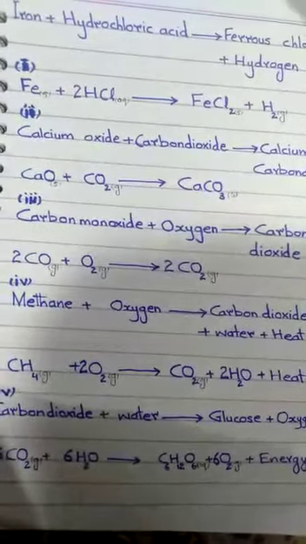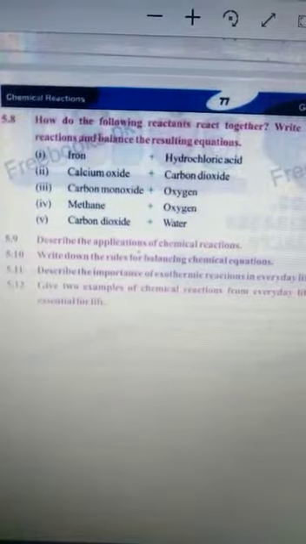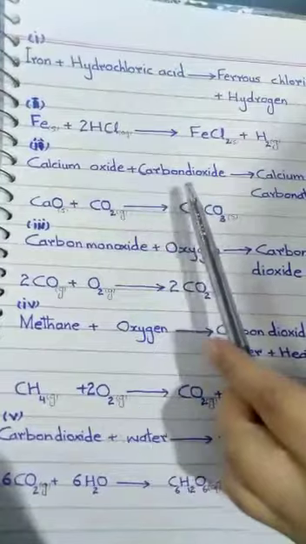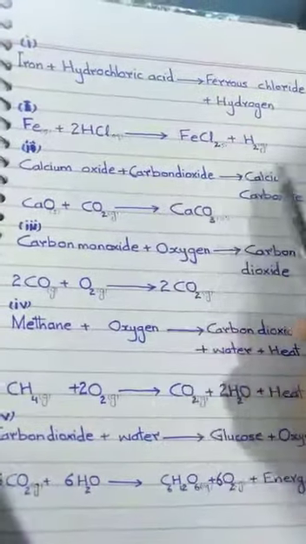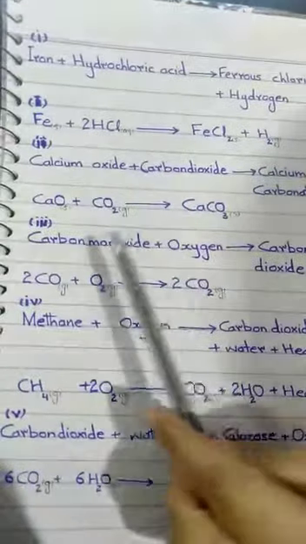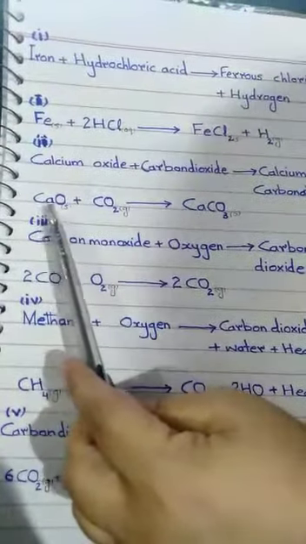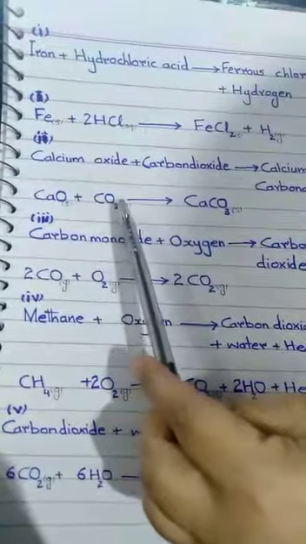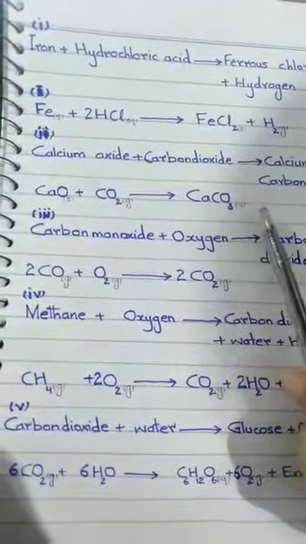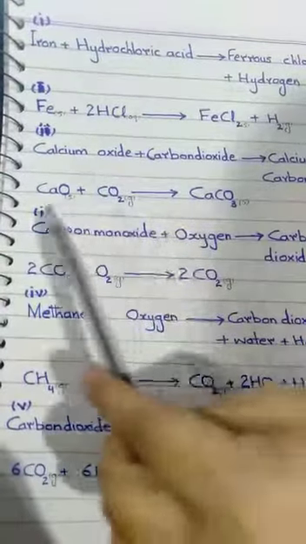Equation number 2 is calcium oxide plus carbon dioxide. When calcium oxide reacts chemically with carbon dioxide, calcium carbonate is formed as a product. Now chemically we will represent this equation as CaO plus CO2 arrow CaCO3. This is the formula of calcium carbonate. This is a balanced equation.